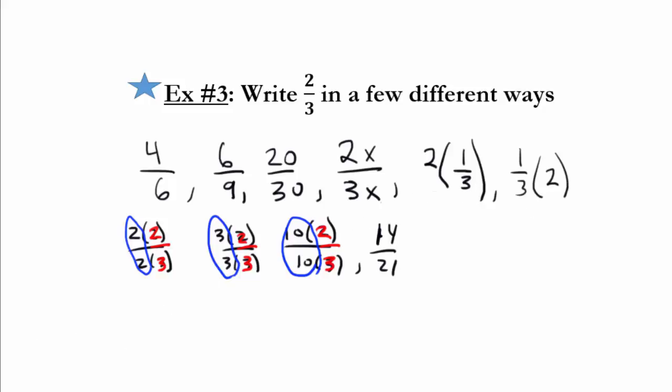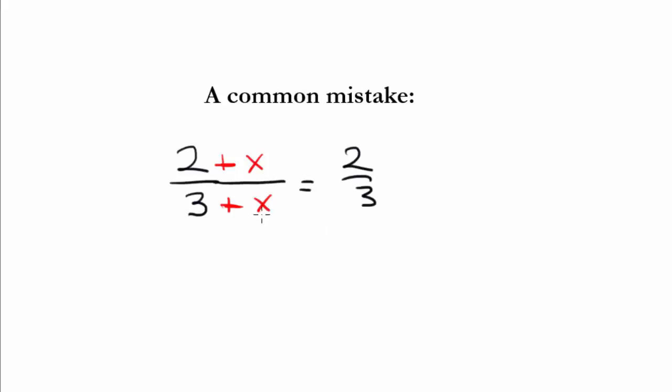Before we go, let me call your attention to one very common mistake that students make sometimes. A common mistake is to say, I want to write 2/3 in a different way, so you know what I'm going to do? I'm just going to add x on the top and the bottom. So 2 plus x over 3 plus x, well, of course that has got to equal 2/3 because x's and x's, I can just cancel them out. So this has got to be true, right?